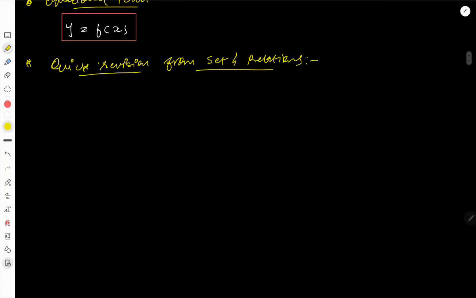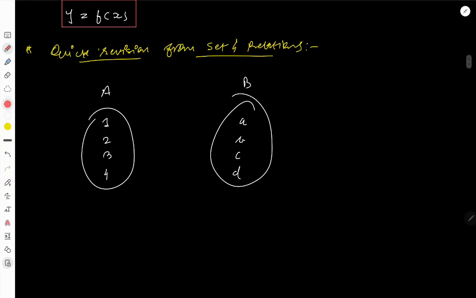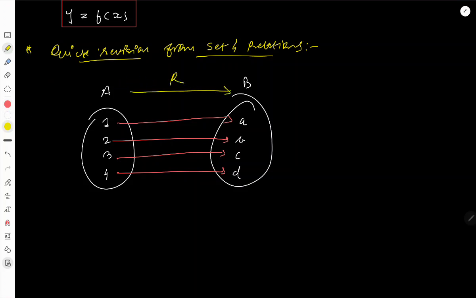So, let us get started. First of all, let me again draw two sets. This is set A and this is set B, and set A has elements 1, 2, 3, 4, and B has elements small a, small b, small c, and small d. And now there is a relation between these both like this. This is denoted by A is related to B. We don't write the R. It is self-understood that there's a relation now.